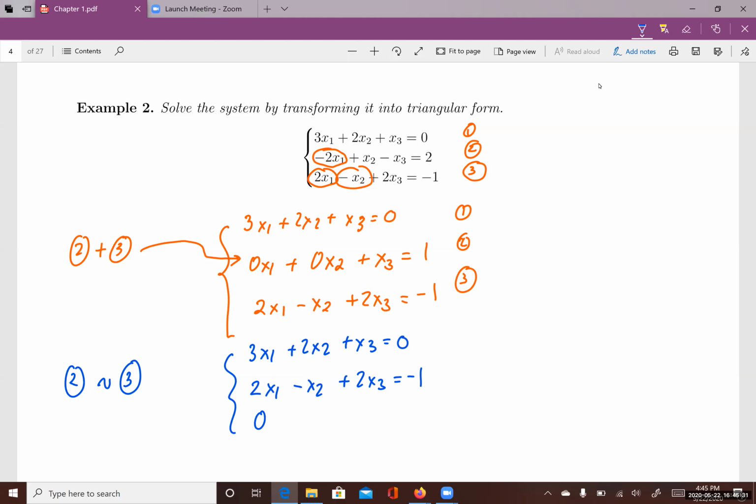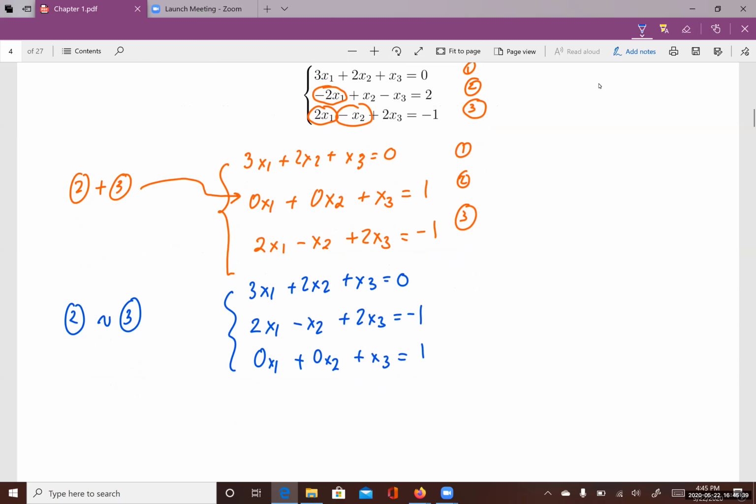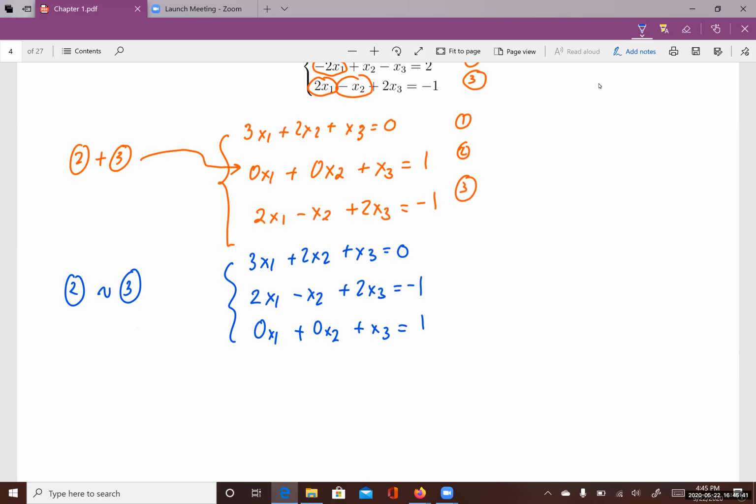And the third equation will be this one. What does it mean? That means my third equation is in the correct form. I don't have to worry about it. Now I just need to worry about the second equation here. For the second equation, I need to apply an operation so I can get rid of this term. I can force this term equal to 0.